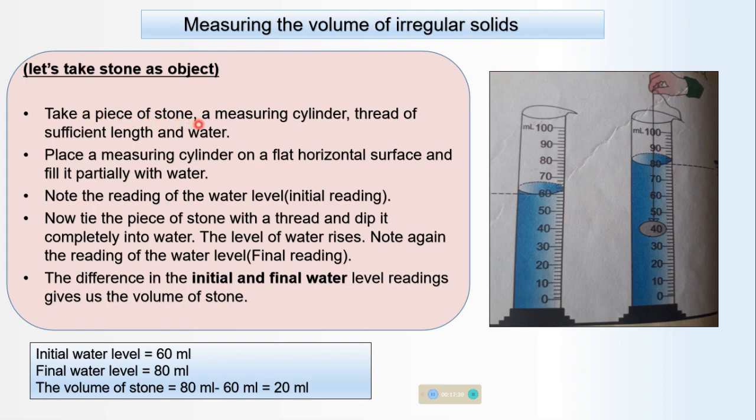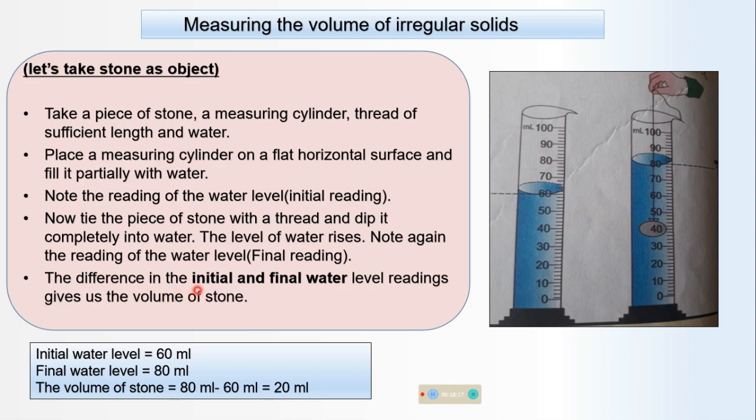Take a piece of stone, a measuring cylinder, a thread of sufficient length and water. Place the measuring cylinder on a flat horizontal surface and fill it partially with water. Now note the reading of the water level, the initial reading. In this case it is 60 ml. Initial water level is 60 ml. Now tie the piece of stone with a thread and dip it completely into the water. The level of water rises. Note again the reading of the water level. Final water level is 80 ml in this case.